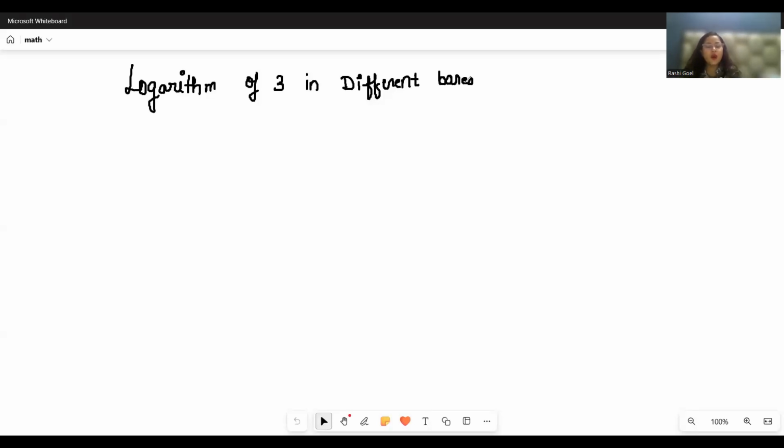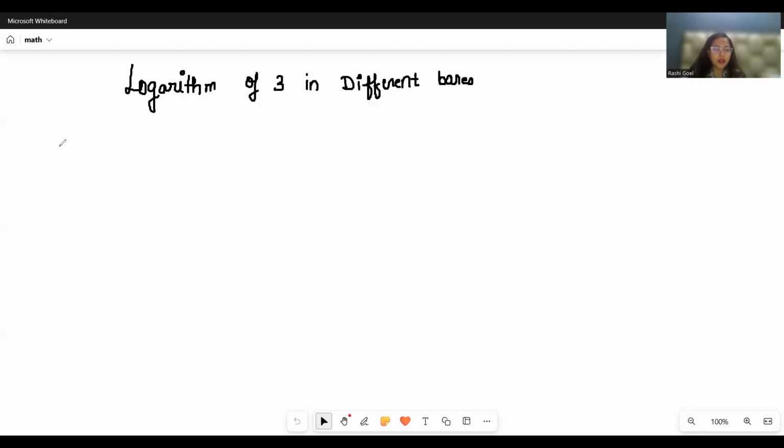We often see log 2, log 3, log 10, but what about log 3? So what does it equal to base 10, base e, or base 2? So let's explore the logarithm of 3 in different bases and why it matters more than you might think. So a logarithm asks: to what exponent must the base be raised to get a given number?